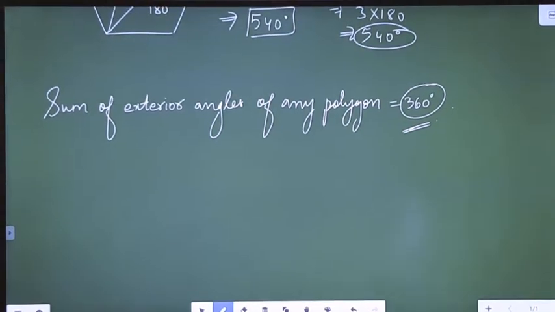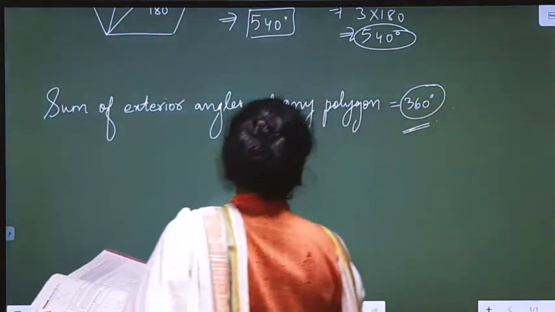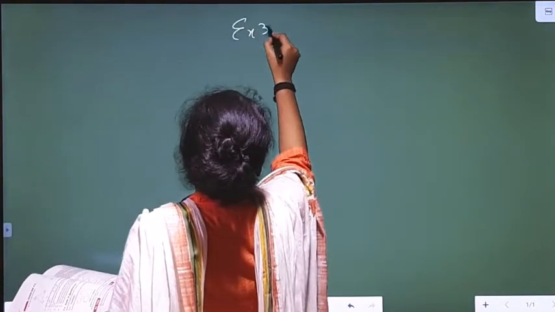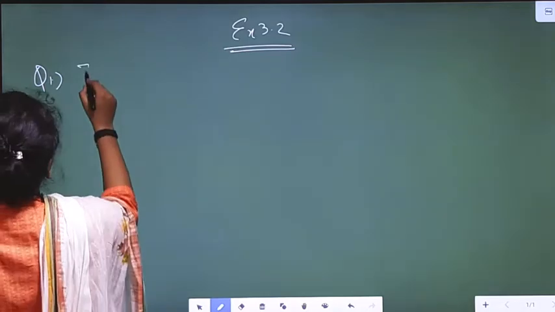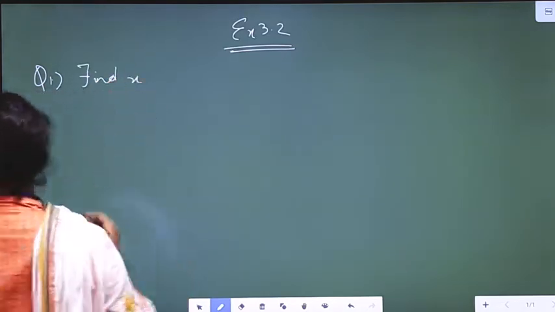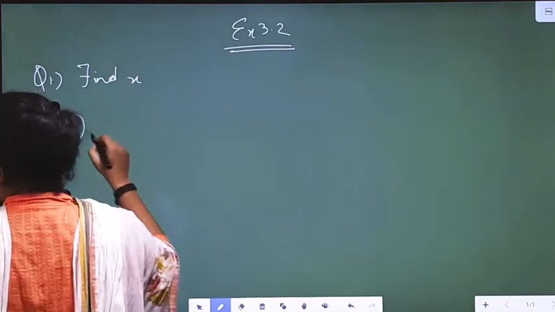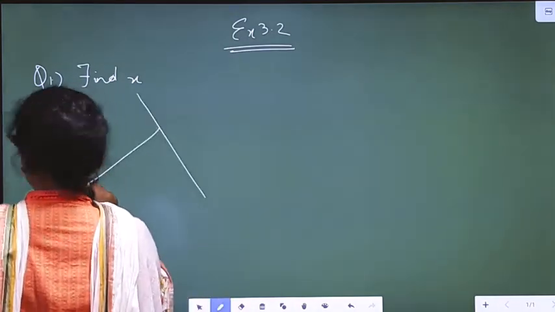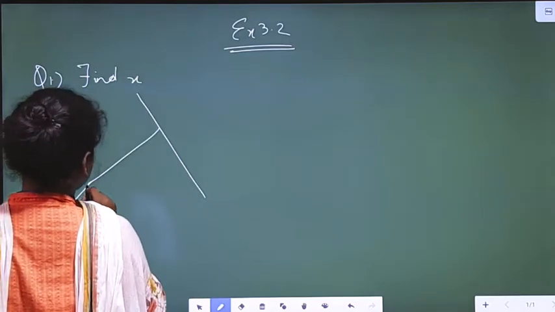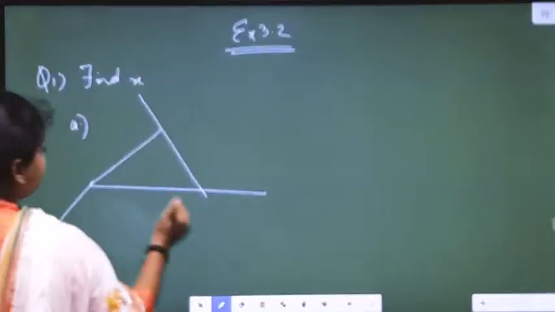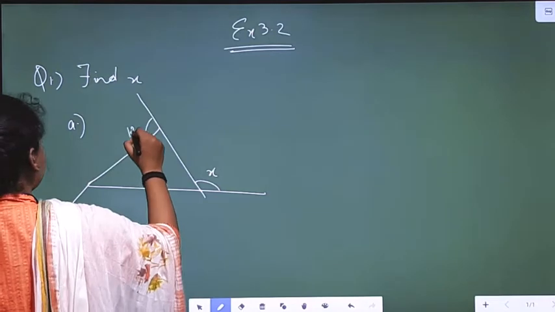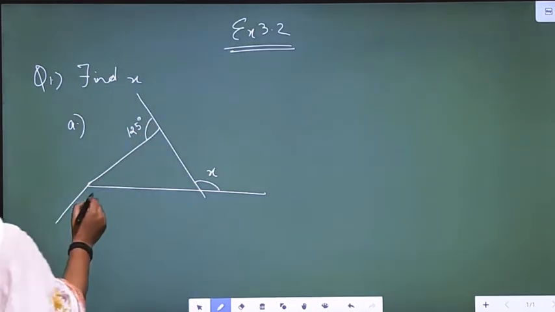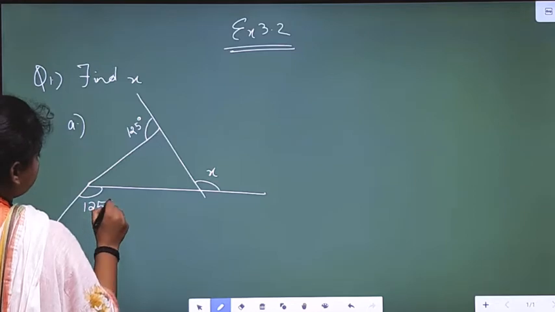Now let's try out one question from exercise 3.2. Exercise 3.2, question number 1. We have to find x in the following. The first part given to us is a triangle. This value is given to us as x, this is given to us as 125 degrees and this angle is also given to us as 125 degrees.